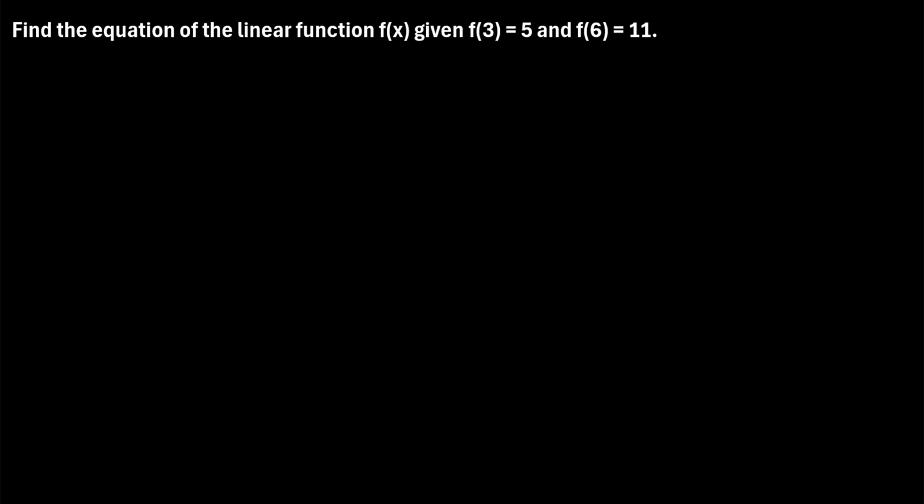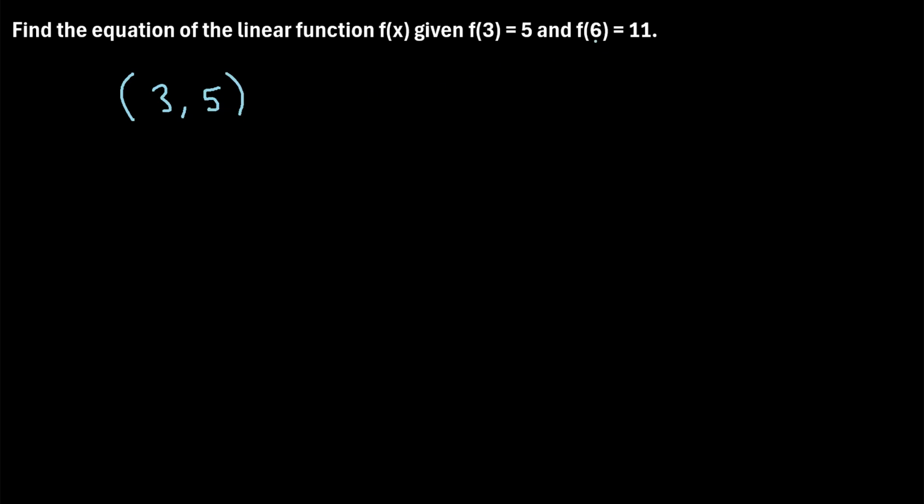This question says, find the equation of the linear function f of x given f of 3 is equal to 5 and f of 6 is equal to 11. So here's what we know. When we plug in an x value of 3 into this linear function, we get a y value of 5. Or in other words, this function goes through the coordinate pair (3, 5). So for an x value of 3, we get a y value of 5.